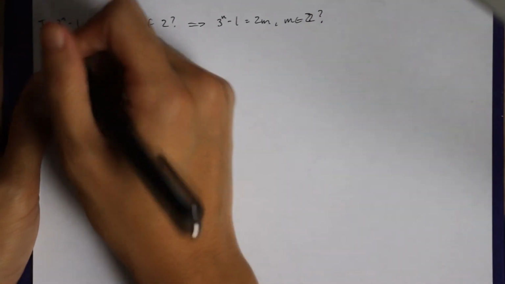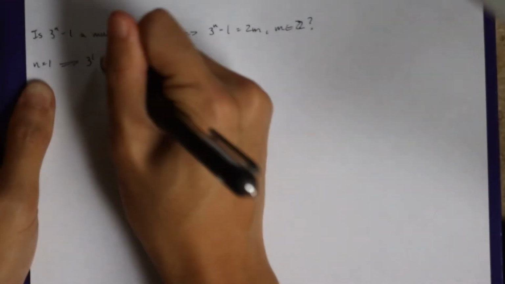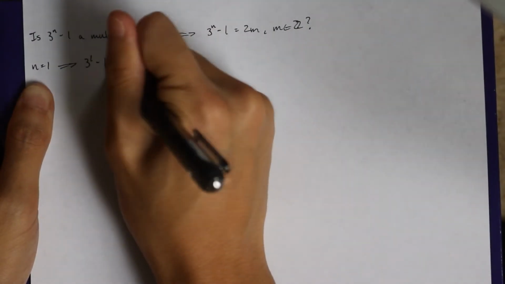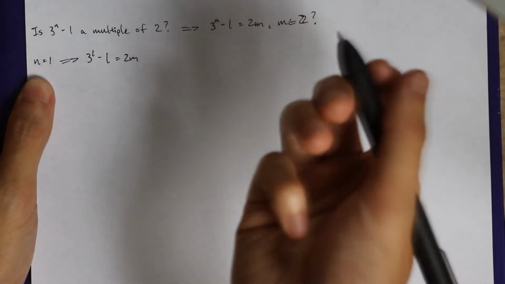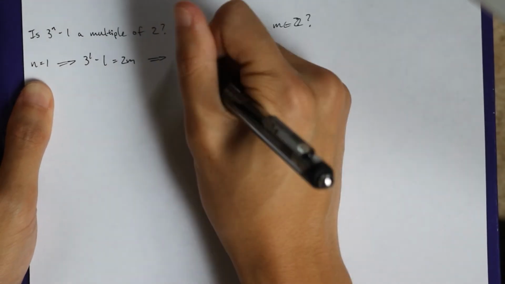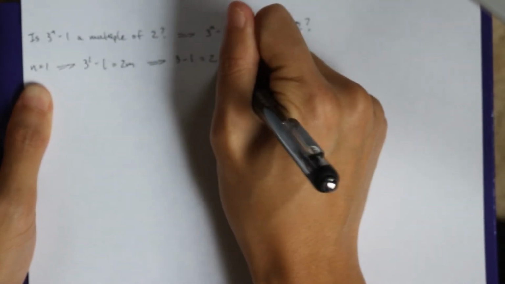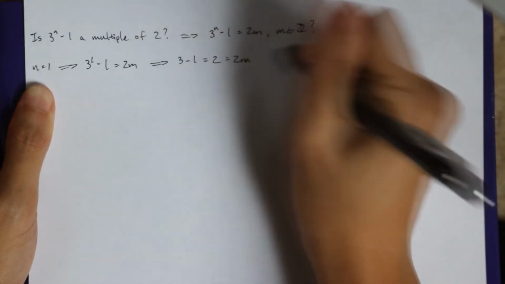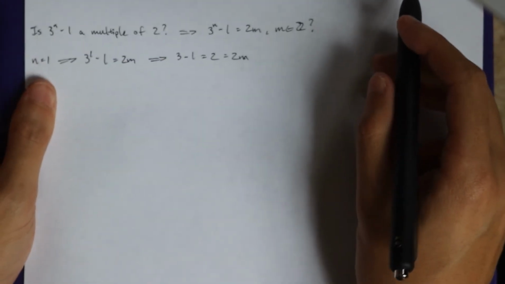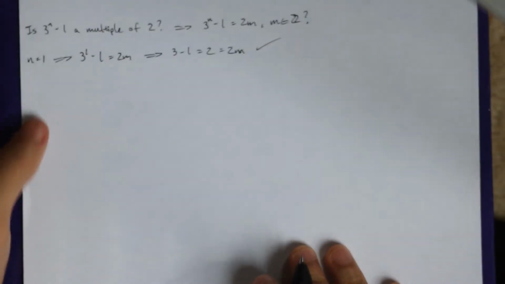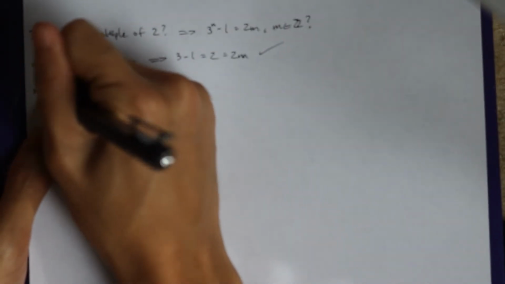So now prove the base case. n is equal to 1. So let's plug n is equal to 1 into the equation. So now we have 3 raised to the 1 minus 1. Is it equal to 2m, for some multiple? So we have that 3 to the 1 is 3, minus 1, which is equal to 2, which is also equal to 2m. So meaning 2 is a multiple of 2. So the n equals 1 case works. So that's a check.